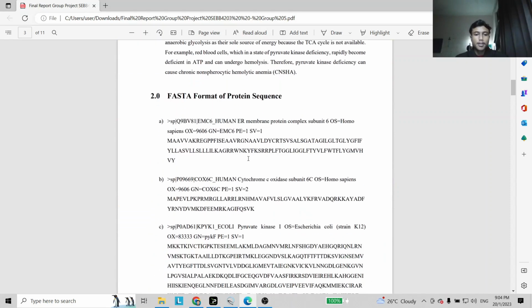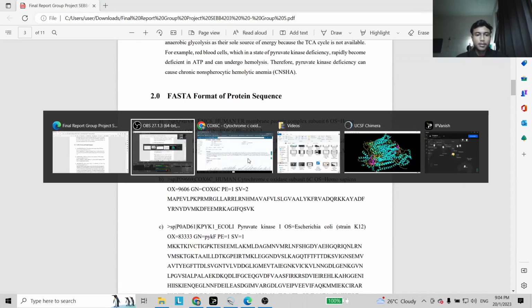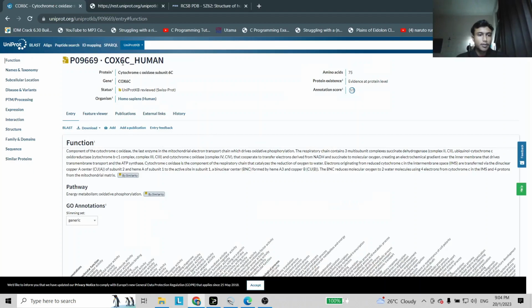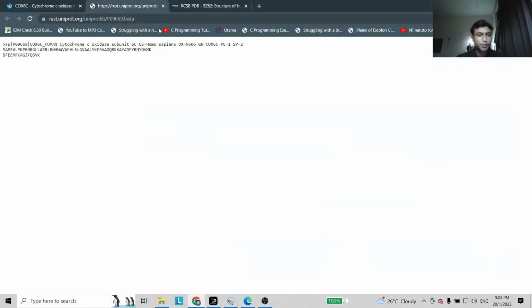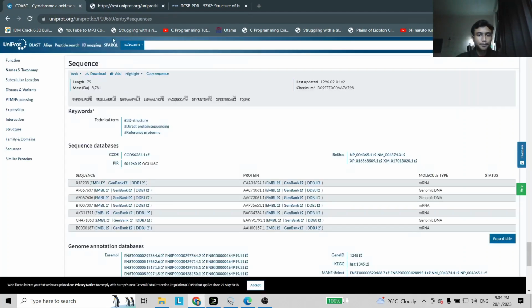The FASTA format that I fetched is from UniProt. This is the protein name, and this is the gene code. I fetched the sequence here, then just click download, and it will bring you to the FASTA format for the cytochrome protein. So as you can see, this is the cytochrome FASTA format.